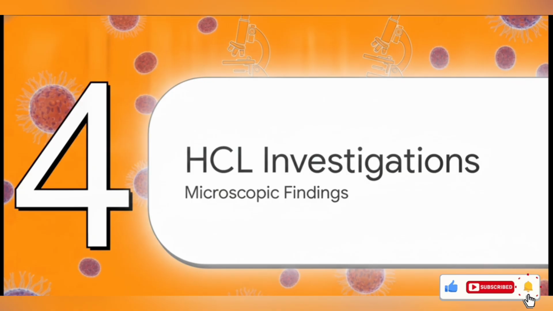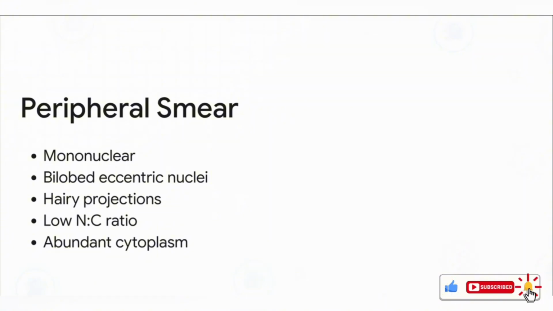Section 4, Hairy Cell Investigations. Time to look under the microscope. Imagine you're looking through a microscope at a peripheral smear. The typical hairy cell has a very distinct morphology. It's mononuclear, with a bilobed, eccentric nucleus, meaning the nucleus is kind of pushed off to one side. And the absolute hallmark feature? Those fine hair-like cytoplasmic projections sticking out of the cell. They also have a low nuclear to cytoplasmic ratio because, well, there's just so much abundant cytoplasm. The visual is unmistakable once you know what to look for.